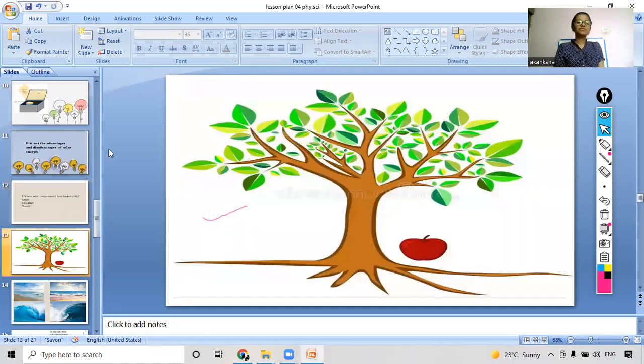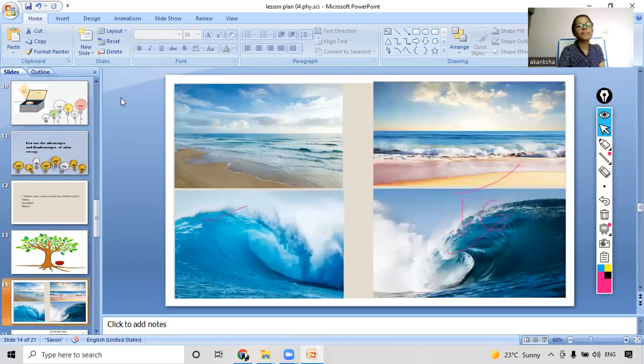Okay, coming to our next slide. What can you see in this picture? Something similar to physics? Yes. What can you see? We can see a tree. Yes, okay, a tree. An apple is falling from the tree. And why is the apple falling downwards and not upwards? Because of gravitation. Yes, you all answered it correctly, because of gravitation. You have to remember it, right? Gravitation.